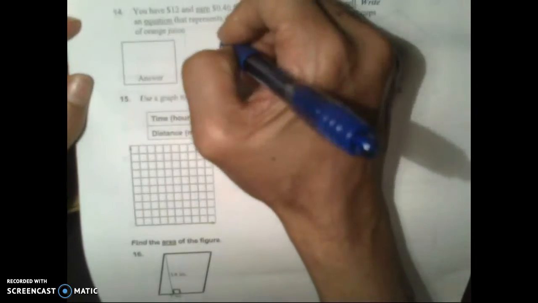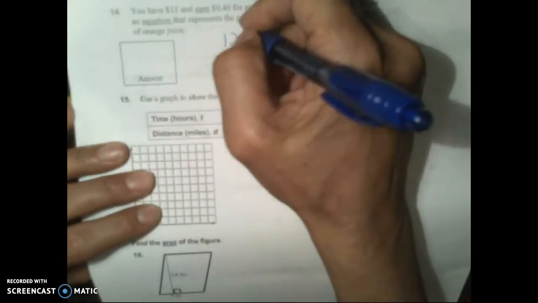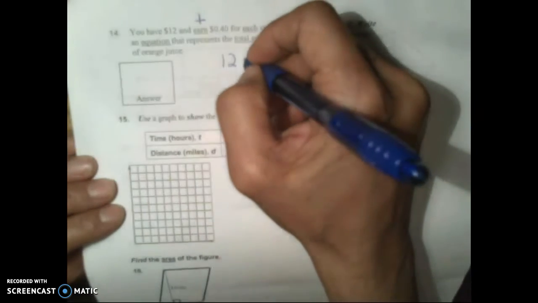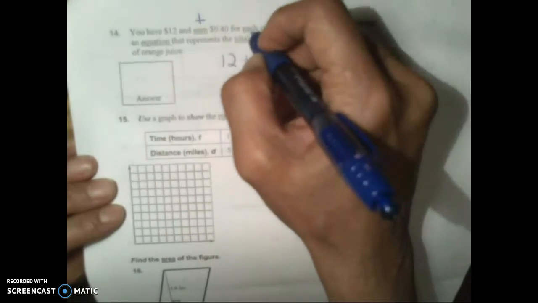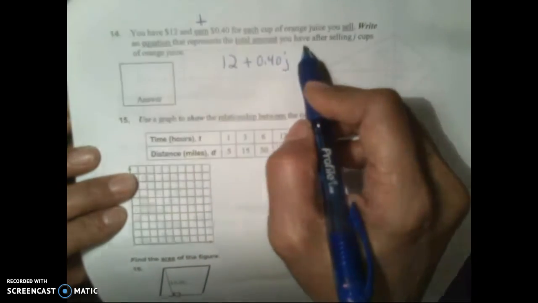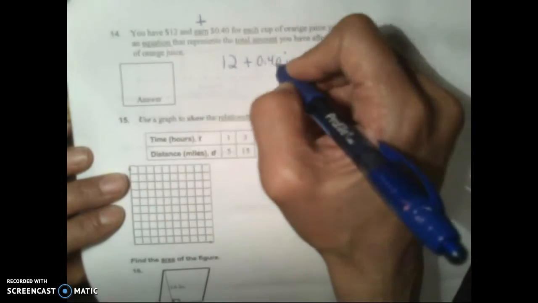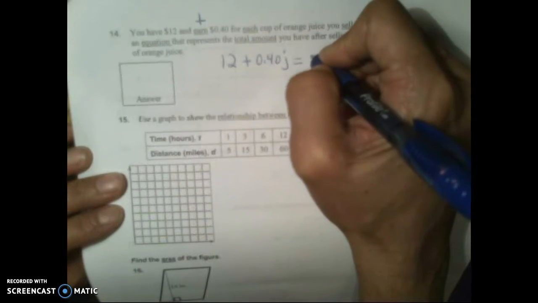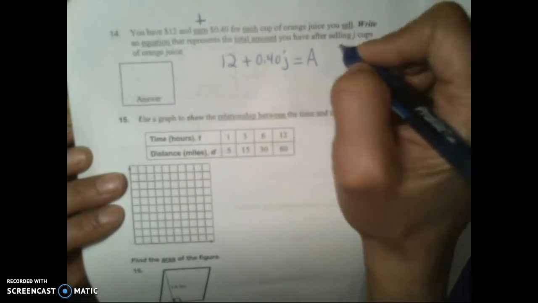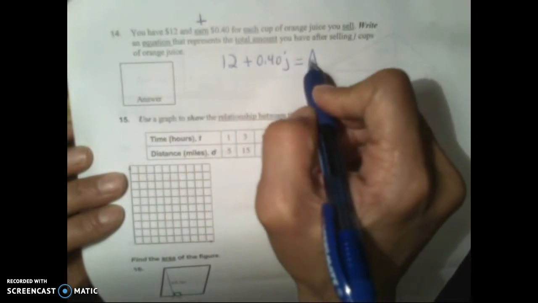If you have $12, so I have $12, okay? It's already with me. It's in my pocket, and I earn. So earn means that I'm going to add, okay? I earn 40 cents for each cup of juice you sell. Write an equation that represents the total amount you have after selling J cups. So it's $12 plus this amount of juice is going to equal how much the total amount is. Okay, so I'm just going to put A for amount. So $12 that you started with, plus 40 cents for each cup of juice is going to equal that amount.